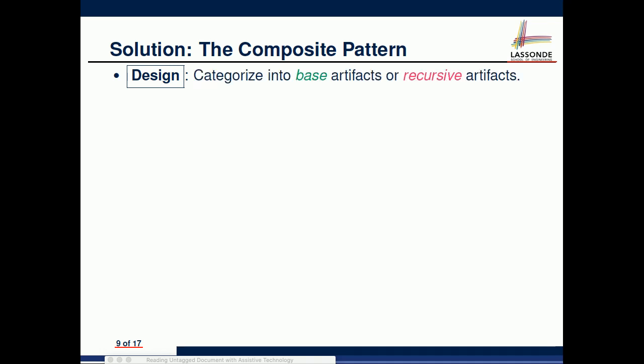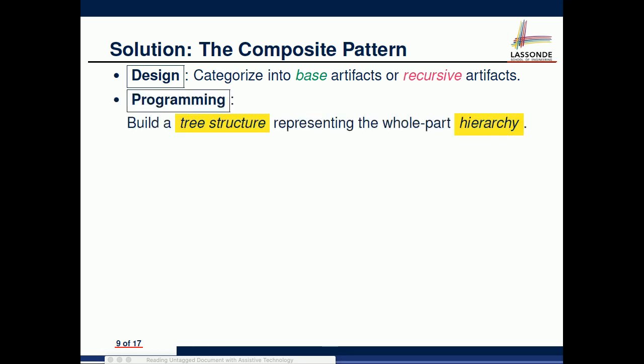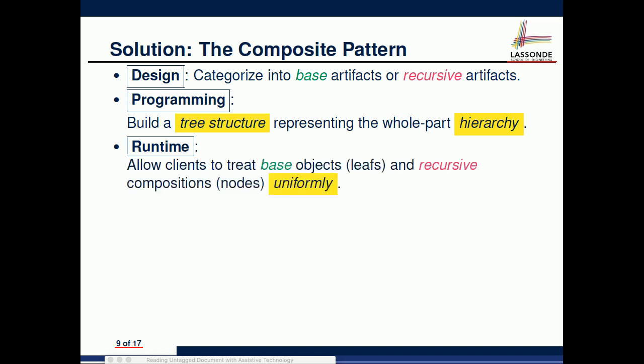The design will be, we want to categorize the artifacts for this particular example into base versus recursive, or base versus composite. And then we have programming. How do we do that programmatically? We say that we have a tree structure, building a hierarchy using inheritance. Statically, we have inheritance. Dynamically, we have a tree. At runtime, that's where polymorphism and dynamic binding come into play, right? So this sentence is important. What do I mean by uniformly?